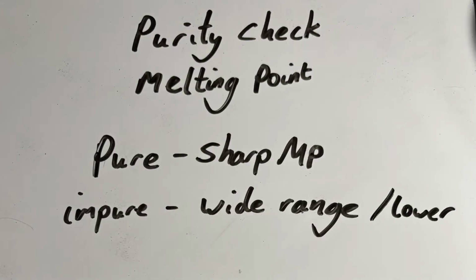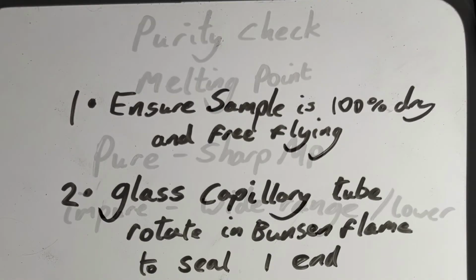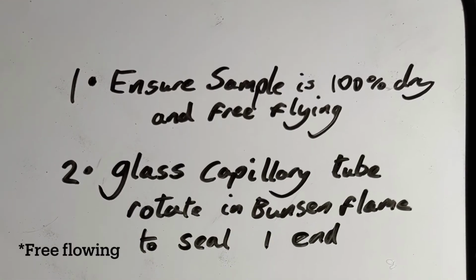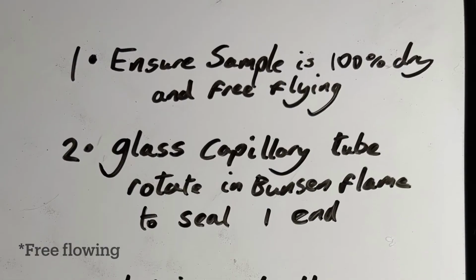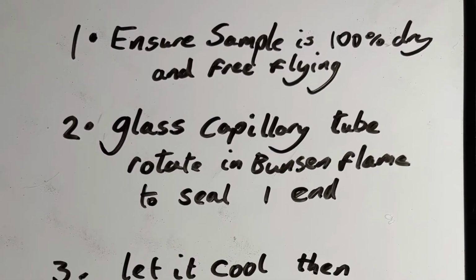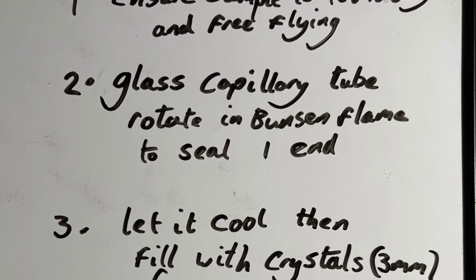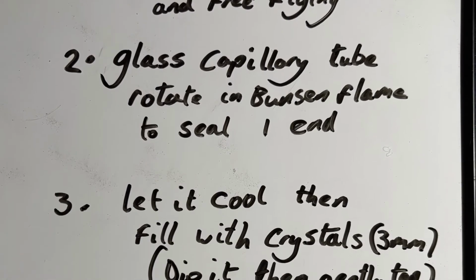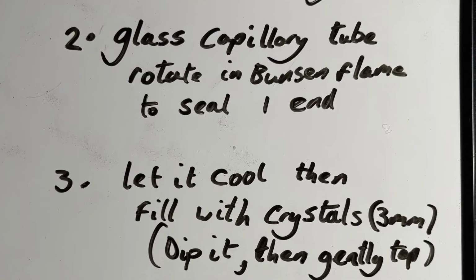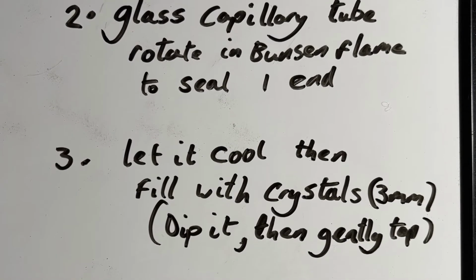You can check the purity of your products using the melting point. A pure product will have a sharp melting point. An impure product will have a broader one, and it will probably have a lower melting point as well. Make sure your sample is 100% dry and free-flowing. Then you're going to take a glass capillary tube, which is like a thin, hollow bit of glass. You're going to rotate it in a Bunsen burner to seal one end of it. Then you let it cool, and you fill it with crystals, about 3 millimeters deep.